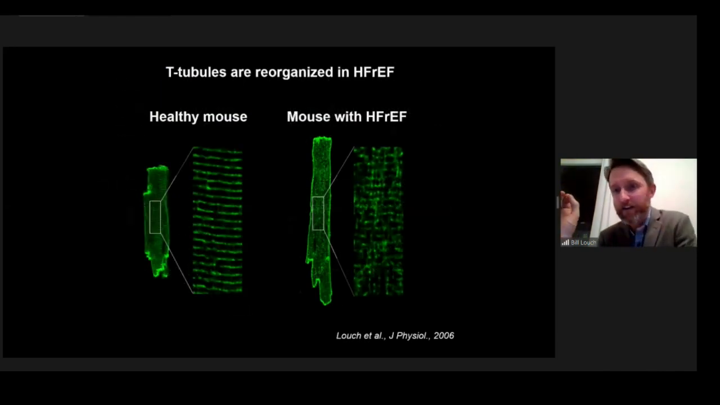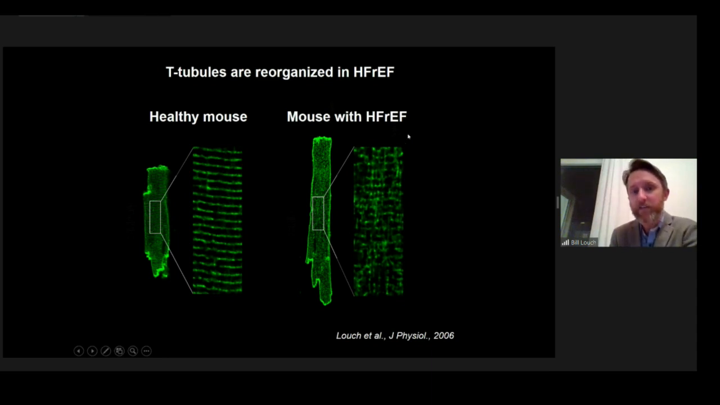So first, a slide from some of my early work when I first moved to Norway, and we were interested in what happened to the teachable structure. So we had healthy mice, and we had those mice with heart failure with reduced ejection fraction, HFrEF. And what we saw is that the teachables in the healthy situation are very, very well organized, but in HFrEF, there's really marked reorganization. You see that they're disorganized. There are these weird gaps between them, and lots of teachables.